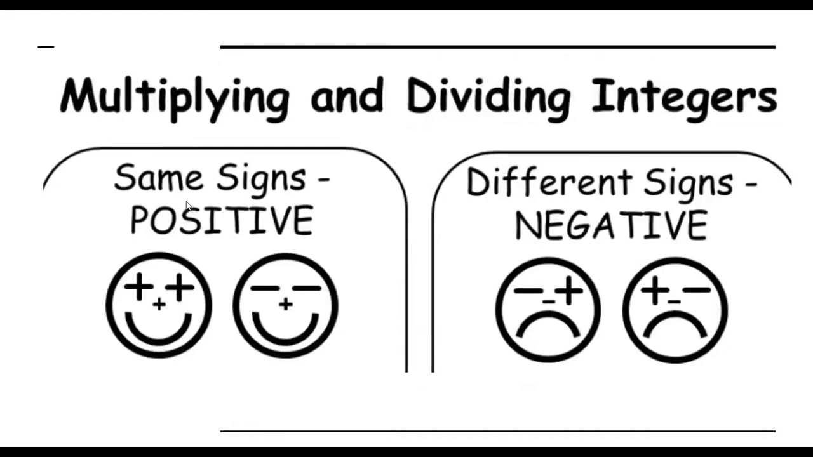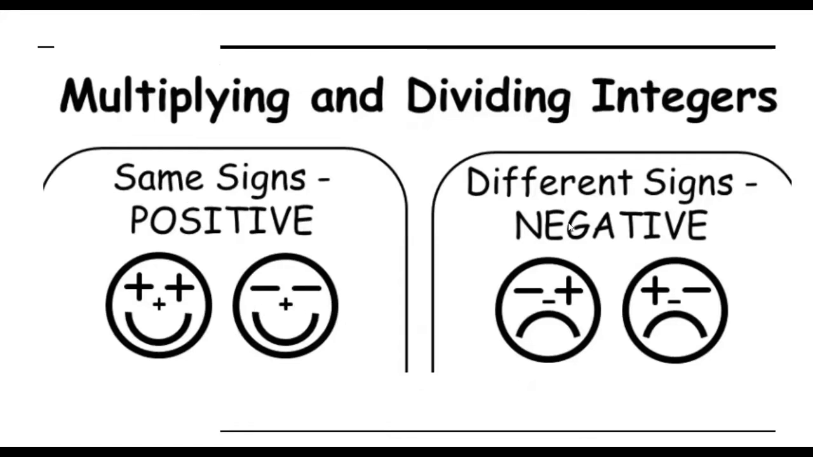All right, multiplying and dividing of integers. If they have the same sign, your answer will be positive. For example, if you multiply or divide a positive by a positive, it will stay positive. If you multiply or divide a negative by a negative, it will change to a positive. Remember that science reference that I made? Two negatives form an attraction and make a positive.